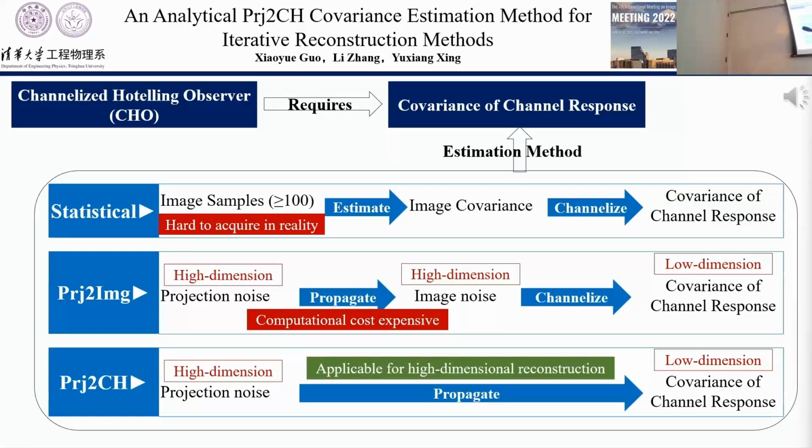We propose an analytical method to estimate the covariance of low-dimensional channel response from high-dimensional projection, which is successfully applied to high-dimensional reconstructions.